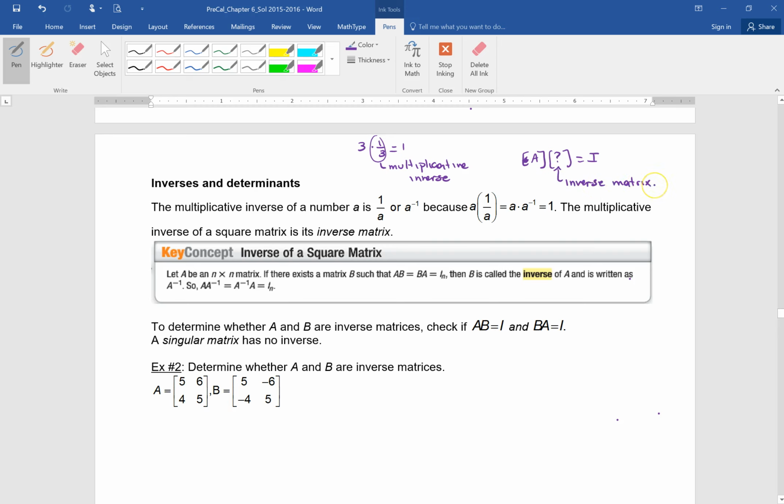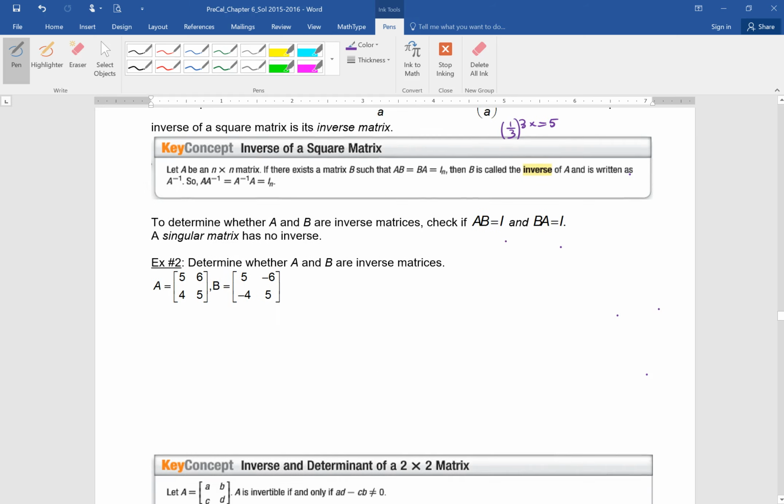Let me tell you in another way. Suppose you have 3x equals 5. How do you solve for x? You divide by 3, or you multiply by 1 over 3, right? In matrices, if you want to divide by a matrix, there is no such thing. You multiply by the inverse matrix. Okay? So, can't divide by a matrix. What you do instead is you multiply by inverse matrix.